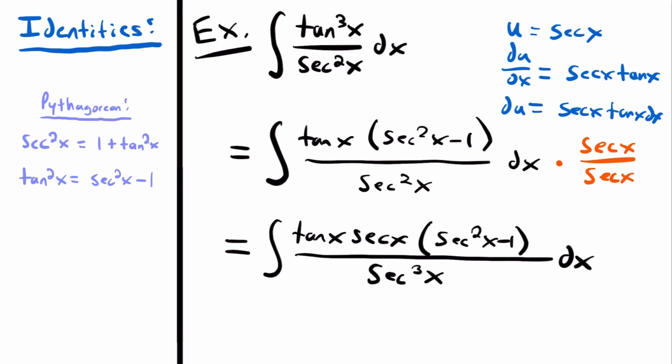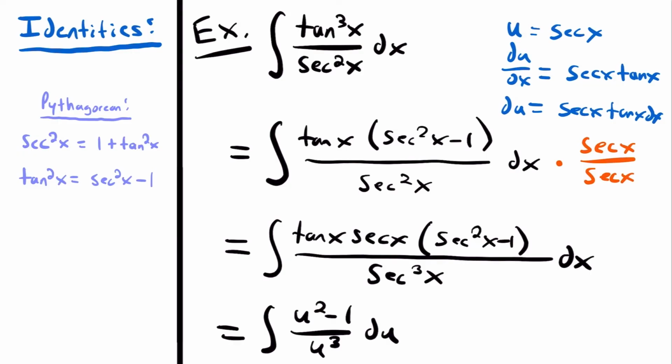And now we can rewrite this integral in terms of u. And so if we do that, this will be equal to the integral of u squared minus 1 divided by u cubed times du. Right? We replaced secant squared x with u squared. We replaced secant cubed x with u to the third power. And then we replaced tangent x secant x times dx with du because that's what we found that was equal to.